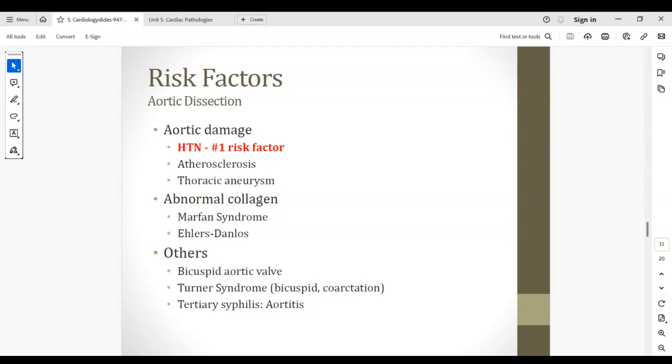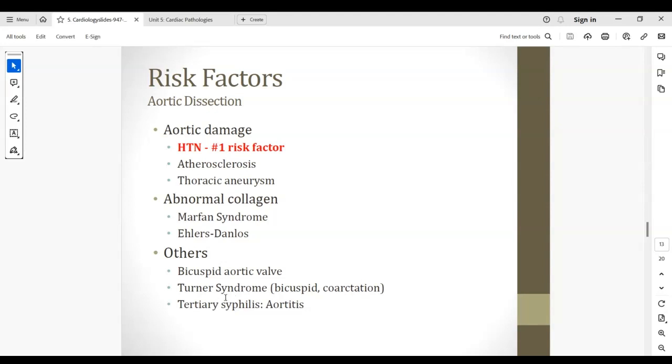Okay, means somebody has a thoracic aneurysm, and this leads to aortic dissection. That's why I needed to explain what the layers of the aorta are and what is meant by aortic dissection. Also abnormal collagen, like in Marfan syndrome or Ehlers-Danlos syndrome, and these are genetic disorders with collagen formation disorder. Others, we said bicuspid aortic valve, Turner syndrome, which is a genetic or chromosomal abnormality in a female with 45XO. She has only one X chromosome.